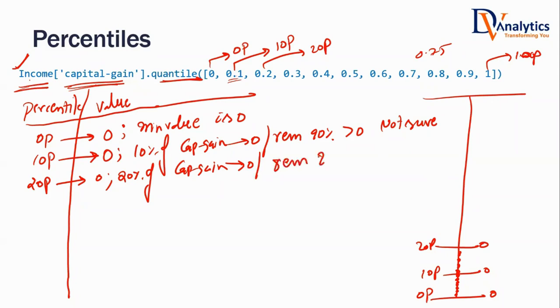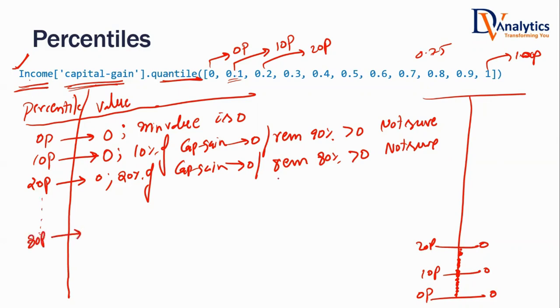Can I say the remaining 80% will be greater than 0? Not sure. You have seen everything? See, you have seen 20% of the data. You can only make comments on the 20% of the data. Similarly, you keep on going like this.